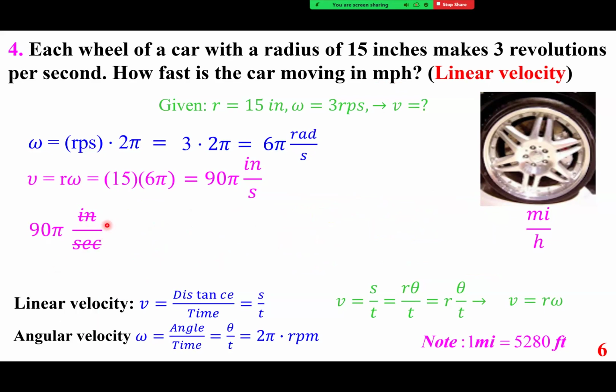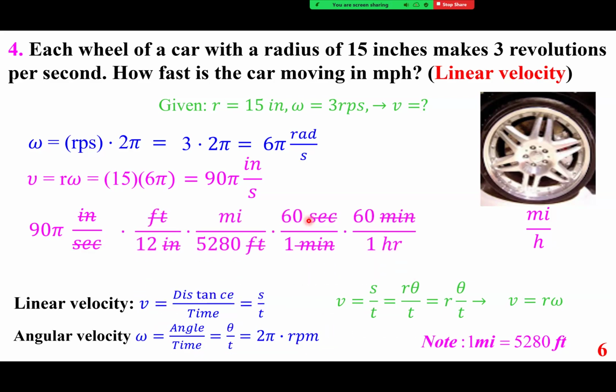So inches, I'm going to write 1 foot or just foot over 12 inches. I'm going to put mile over 5,280 feet. And then I need hours. This is seconds. So I put the hour at the bottom. You know, 1 hour is 3,600 seconds, or you can say 60 seconds times 60 minutes. So foot, 12 inches, mile, 5,280 feet, 60 seconds over 1 minute, 60 minutes over 1 hour, or in one shot, you can write 3,600 seconds over 1 hour.